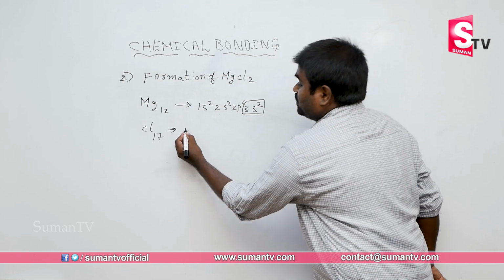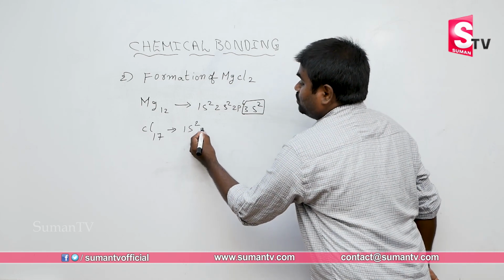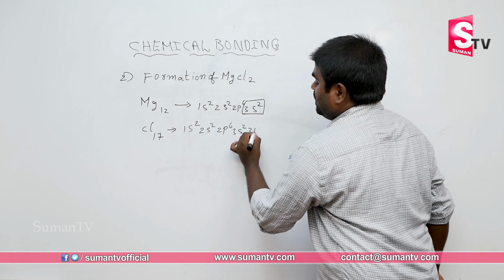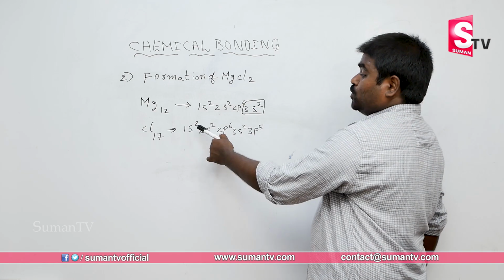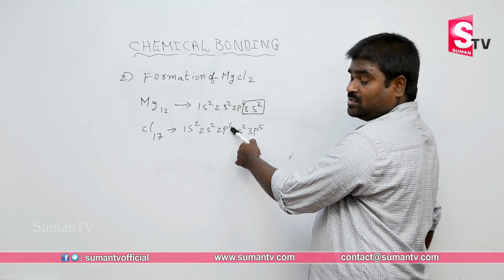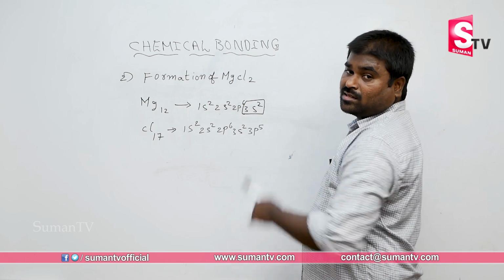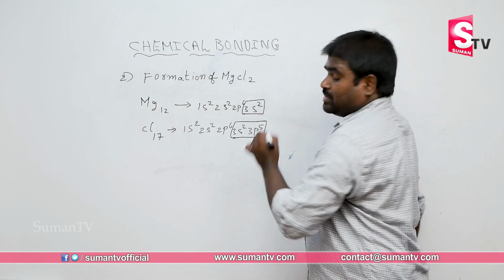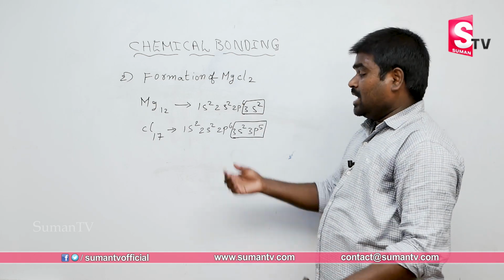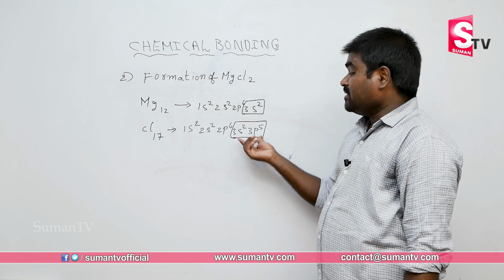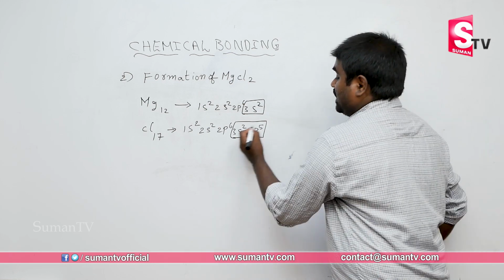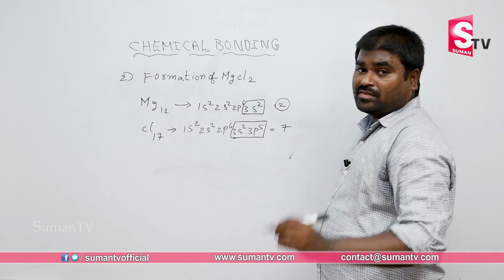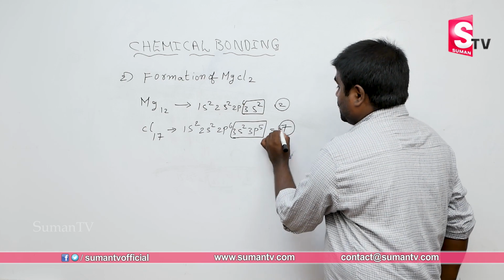Now I start writing the electronic configuration again: 1s2, 2s2, 2p6, 3s2 and 3p5. Count it, children: 2 plus 2 is 4, 4 plus 6 is 10, 10 plus 2 is 12, 12 plus 5 is 17. Then the valence orbital is 3s2 3p5. Valence electrons: 5 plus 2, 7 electrons are there. From the magnesium side 2 electrons are there, and from the chlorine side 7 electrons are there.